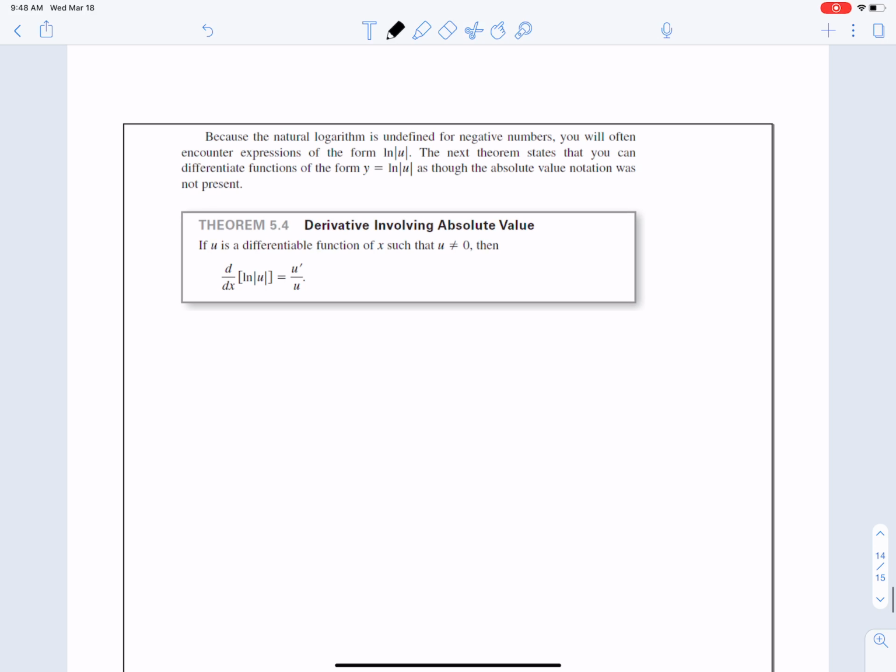Okay, this theorem is telling us the same thing. If I don't have an x in the argument, but I have some other function, I need to make sure that I do the chain rule by multiplying by the derivative of the inside of that function when you get to that step.